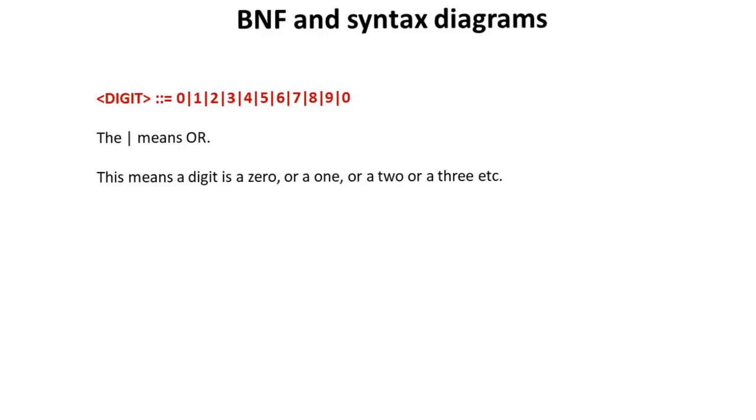Let's start with some simple examples then. We're saying a digit is defined as, and the vertical line means "or", so this means a digit in this particular language is defined as either a 0 or a 1 or a 2 or a 3 up to a 9.